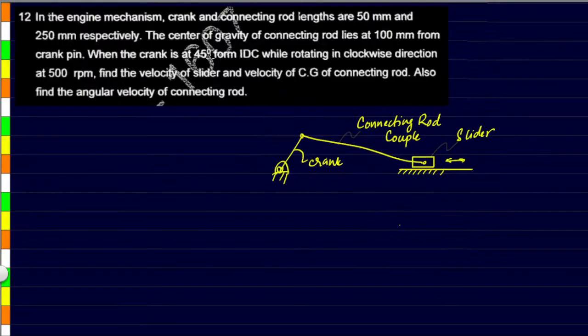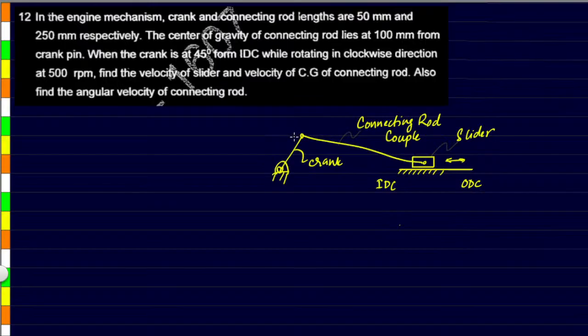So what he's telling is inner dead center. Fine. Inner dead center is when the slider is on the inner side. This is called the inner dead center, and when the slider is moving to the extreme, that is called the outer dead center. Okay.